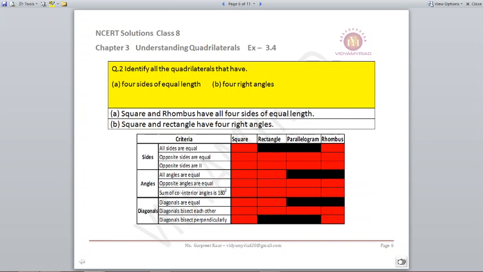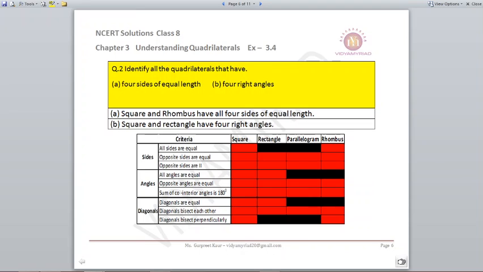Question number 2. Identify all the quadrilaterals that have 4 sides of equal length. That means all sides are equal. So looking at the table, first criteria, all sides are equal. It holds only for a square and for a rhombus. So you can simply write square and rhombus have all the 4 sides of equal length.